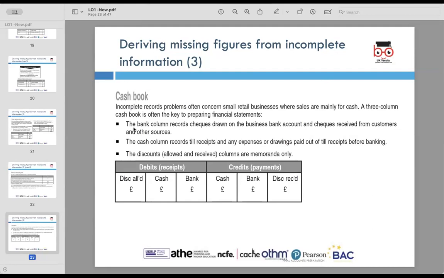The bank column records transactions involving the business's bank account, including checks drawn and received. The cash column records transactions such as till receipts, expenses paid from cash before banking, and drawings. Then the discount column records receipts and payments discounts. And then finally, reconciling cash and bank balances. Regular reconciliation of cash and bank balances ensures accuracy in financial reporting and identification of any discrepancies that require further investigation.